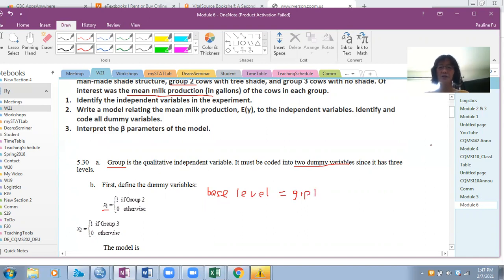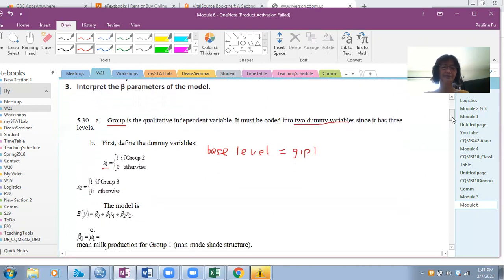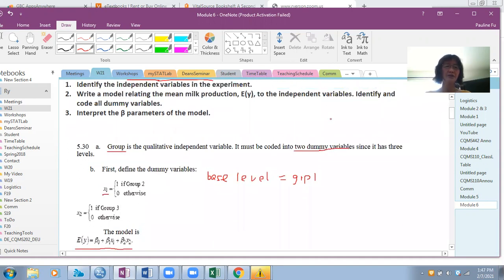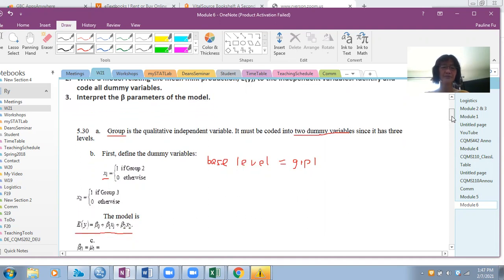So the model would be EY equal to beta 0 plus beta 1 x1 plus beta 2 x2. So this is the model. And this model has qualitative dummy variables x1 and x2. Okay. So we answered question 2. Question 3, interpret the beta parameters of the model.